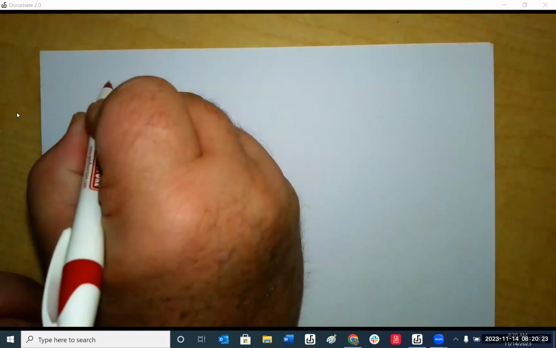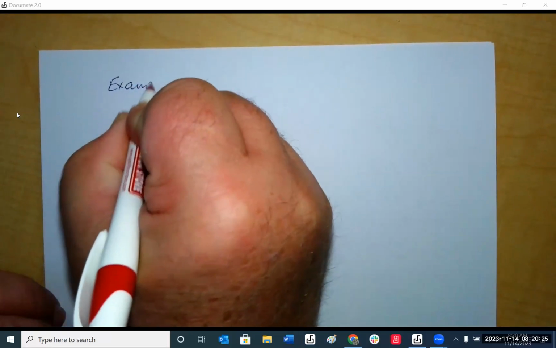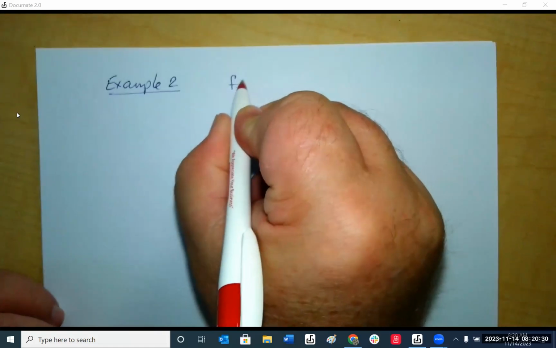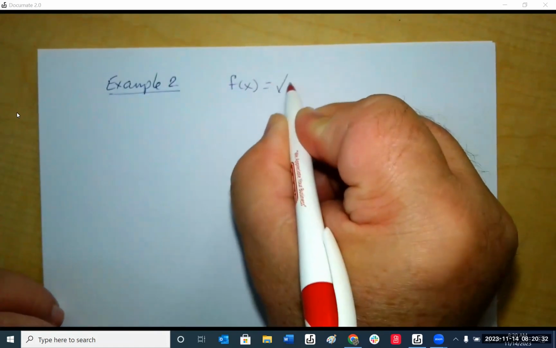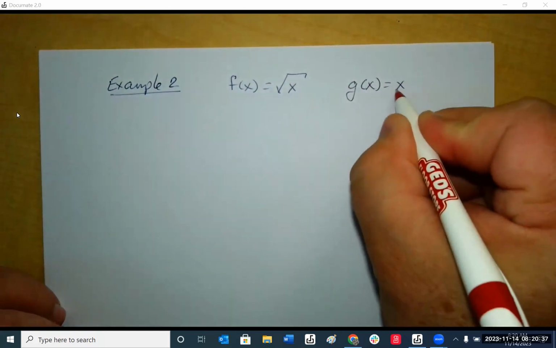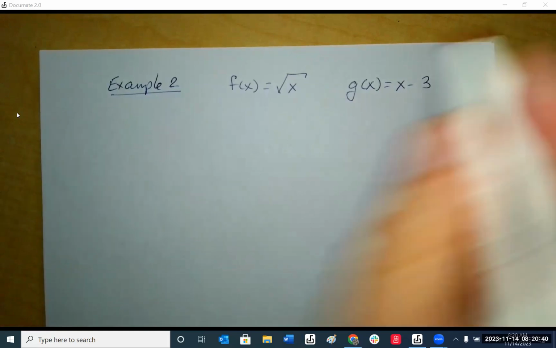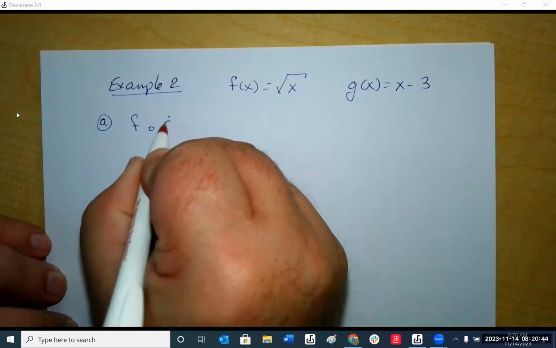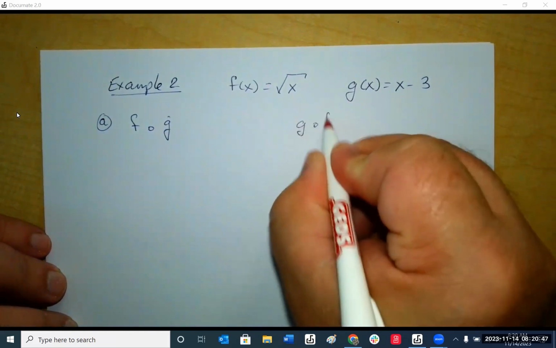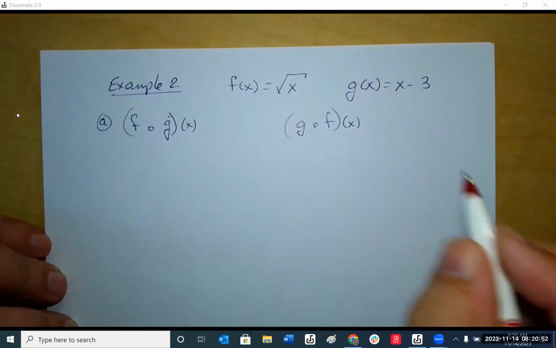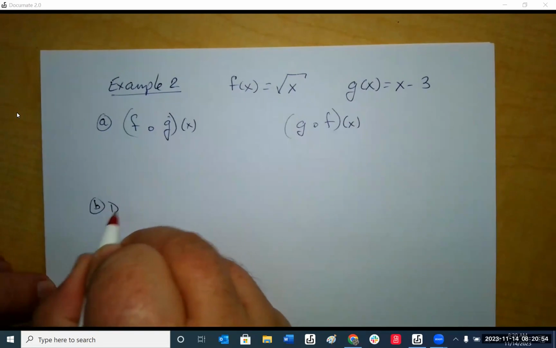All right, let's take example 2. f of x is equal to radical x, and g of x is x minus 3. Find f of g and g of f, and then their domains.